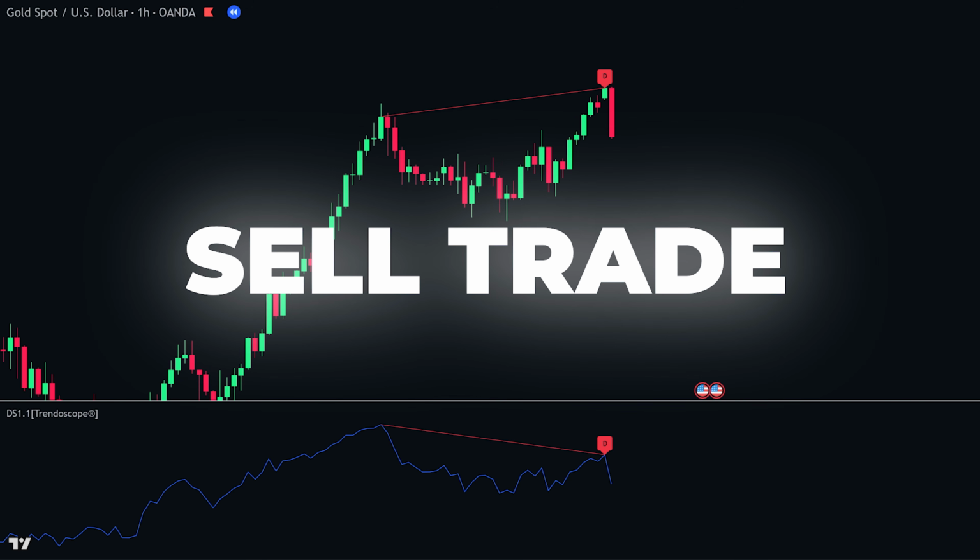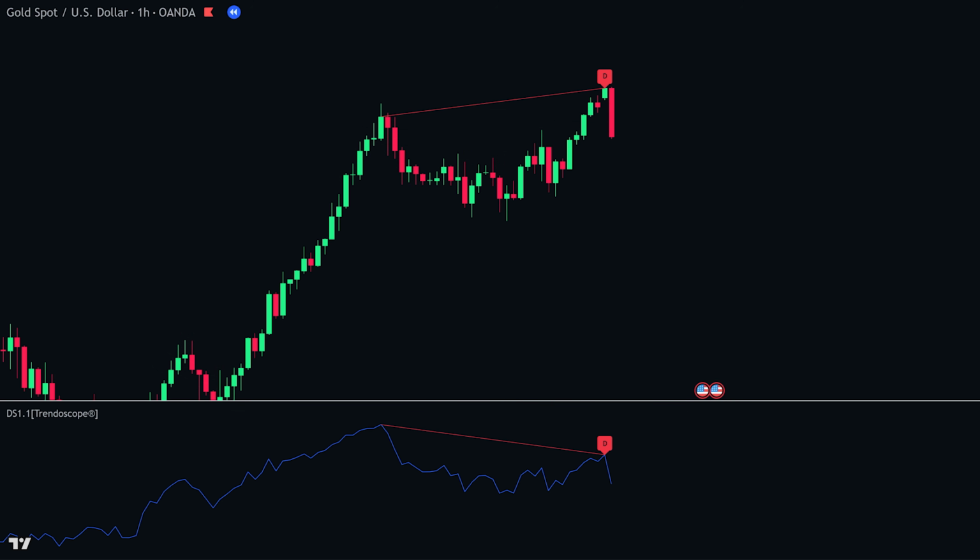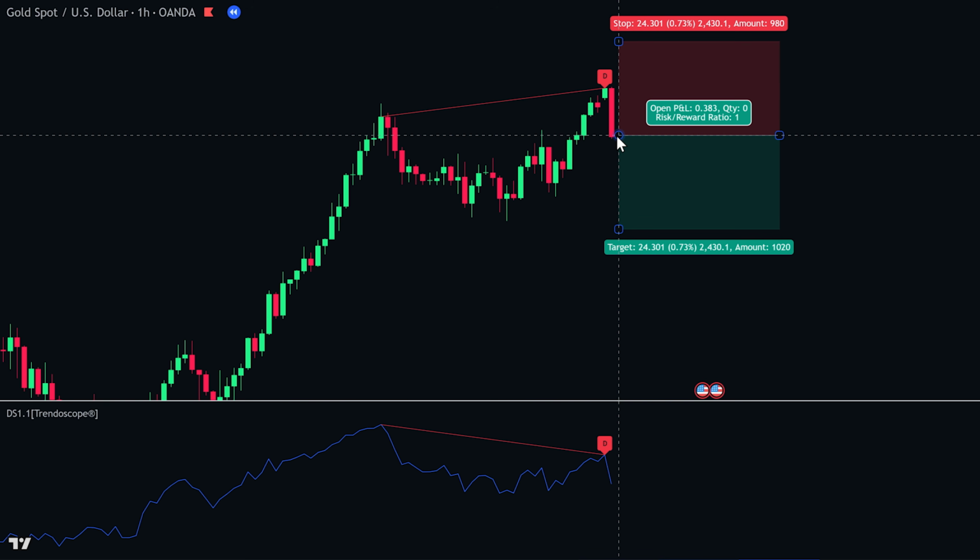For a sell trade. In this chart, we can see that price is pushing to a new high, but the indicator is making a lower high. That's a classic bearish divergence, and the indicator has already marked it for us with a red line and label. This tells us that momentum is weakening, even though price is still rising, a sign that a reversal may be coming. As soon as the next bearish candle forms, that's our confirmation to enter a sell trade.